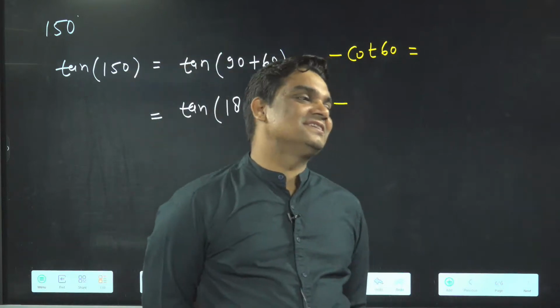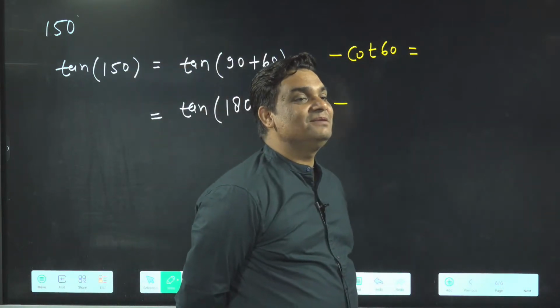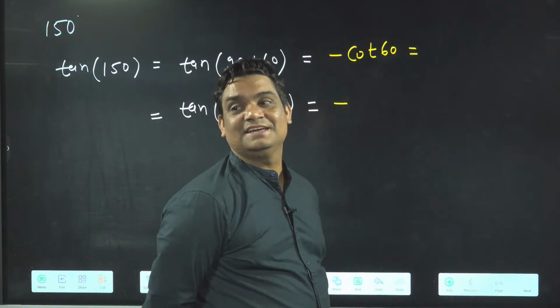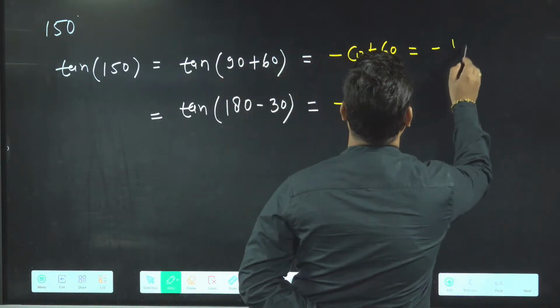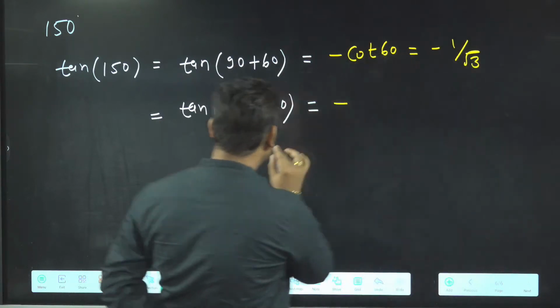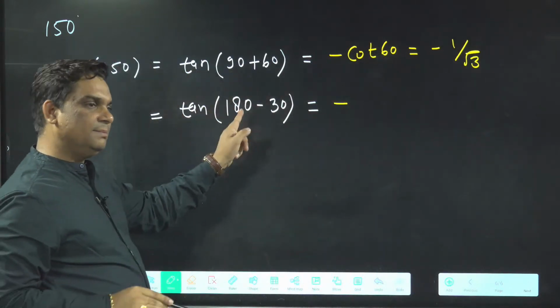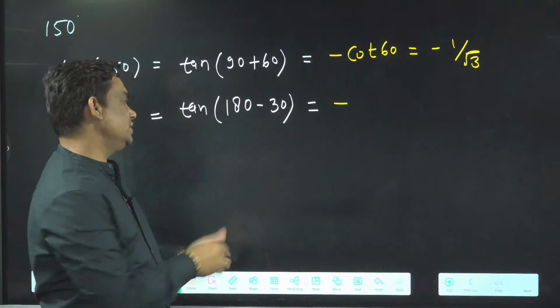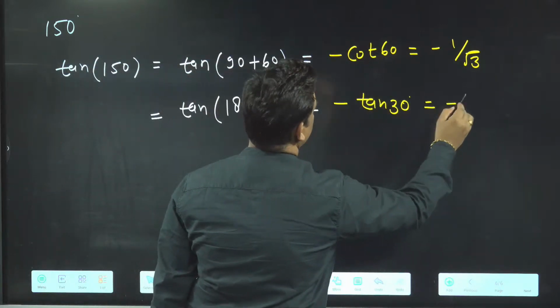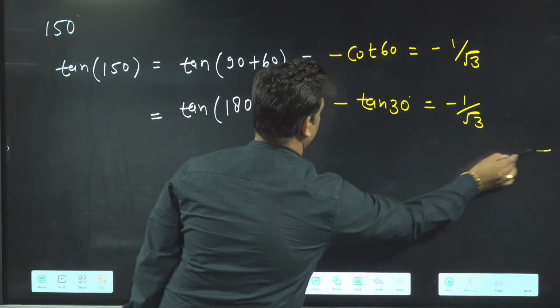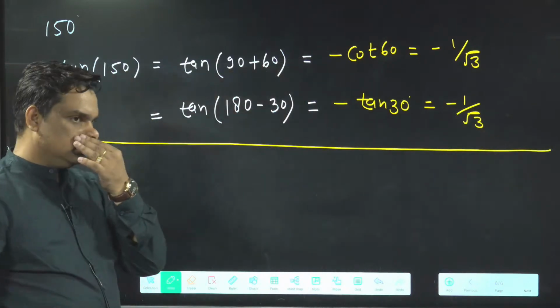Yes, root 3. So what is the answer for cot 60? Minus 1 by root 3, okay? If you want to write it this way, then it will be minus, but here the 180 will not change, so it will remain as minus 1 by root 3. I hope this one is clear.